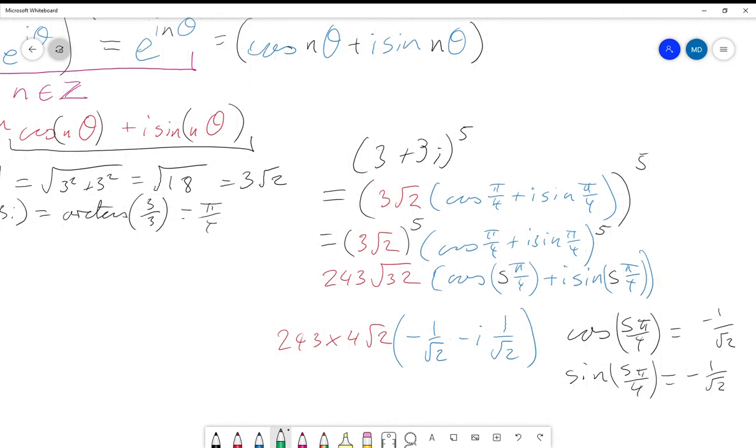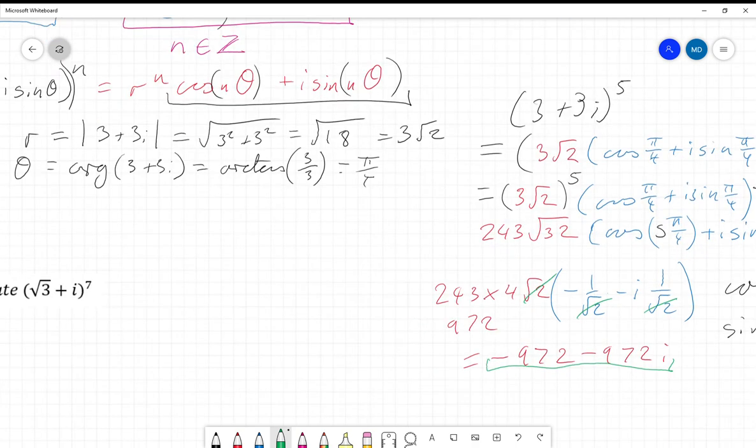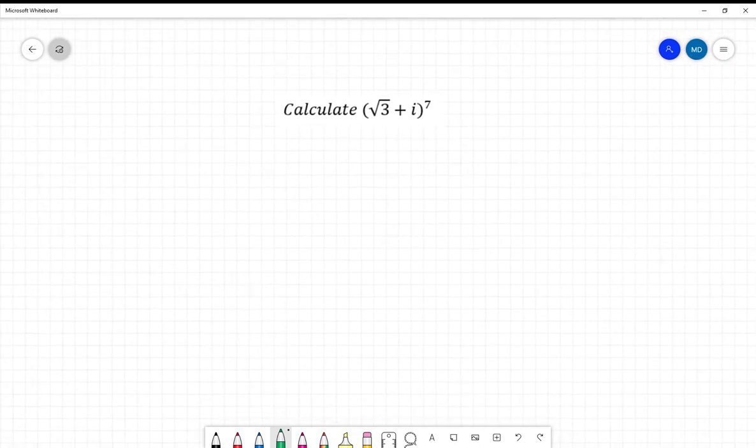And these root 2's here are going to cancel. And that just leaves us, and 243 times 4 is 972. And so our answer is going to work out as negative 972 minus 972i. Now that seemed quite long-winded. Perhaps you would have a faster way. Once you get good at this, you can potentially skip some steps and get to the answer much, much faster than any other way. Right, let's have a go at this next one.